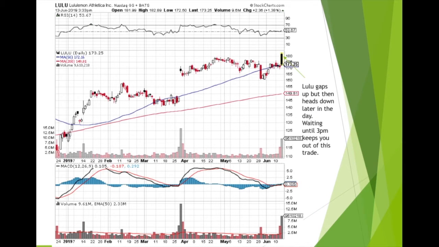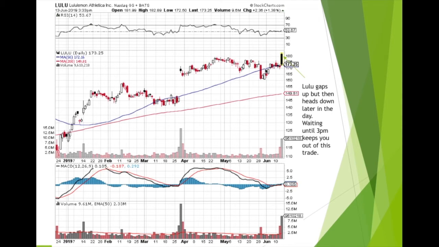Now, here's what I want to show you: here is what happens with gaps sometimes. This stock, Lululemon, gapped up from, let's say it closed around 171. In the morning, it opened at 181.99. So it gapped up, okay? And then throughout the day, it went down, down, down, and it closed at 173.25. So you see that was this black candle here. It had the gap up to 180, and then it closed down around 173.25.